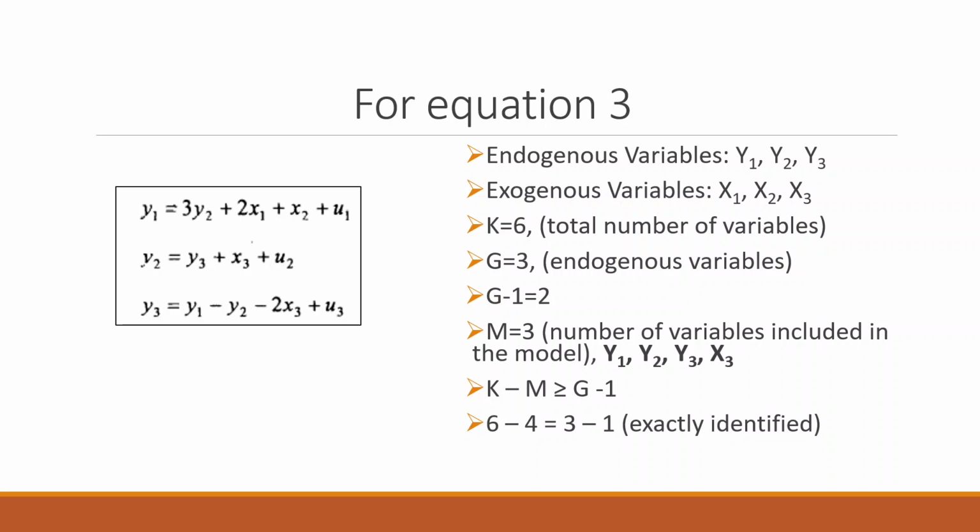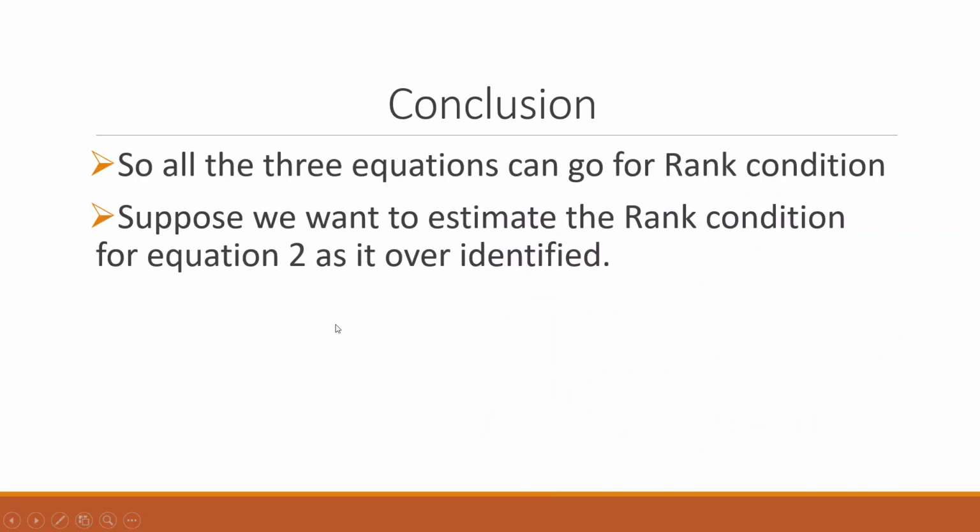Let's talk about the third equation. y1, y2, y3, x3. 4 are there. So K minus M greater than or equal to G minus 1: 6 minus 4 is equal to 3 minus 1. It is an exactly identified model. So all three equations can go for the rank condition, but we will go for equation 2 as it is over-identified.